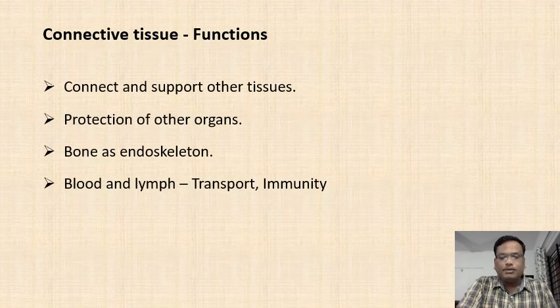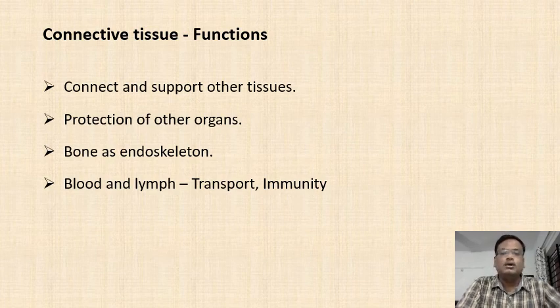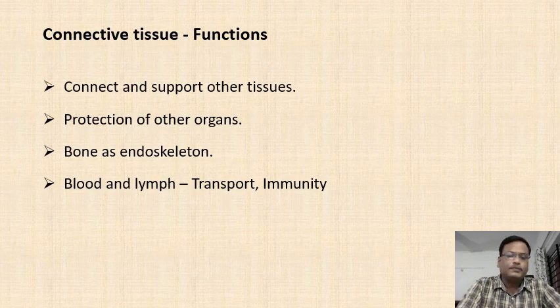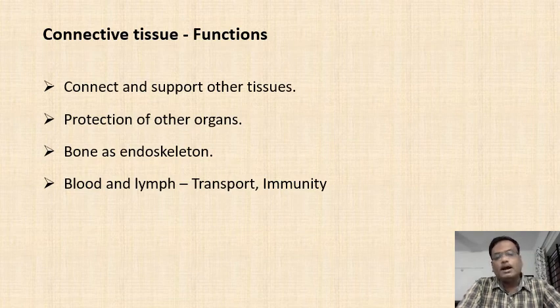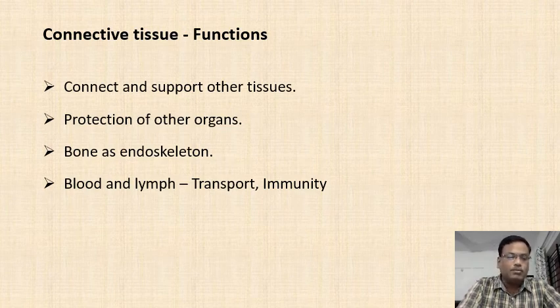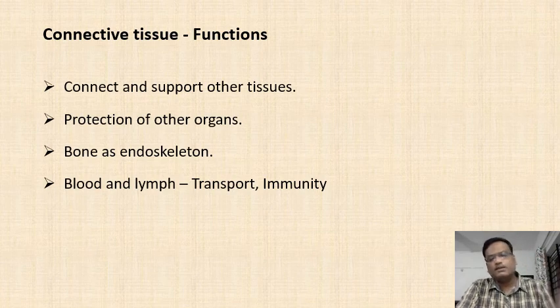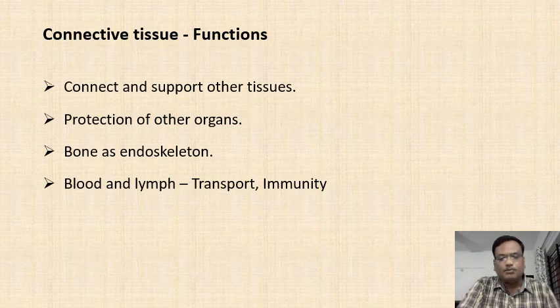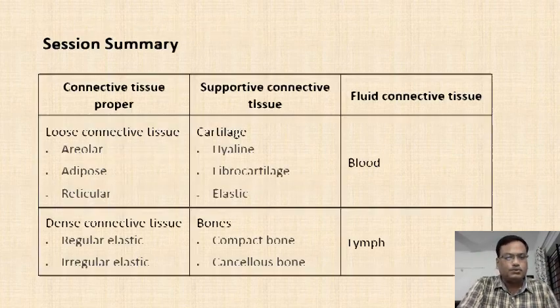Connective tissue functions we already discussed during the discussion of the types of connective tissue. Connective tissues mainly support other tissues and protect other organs and tissues. Bone forms the endoskeleton, and the fluidic tissues, blood and lymph, mainly function in transport and immune response. These are some of the important functions of the connective tissues.